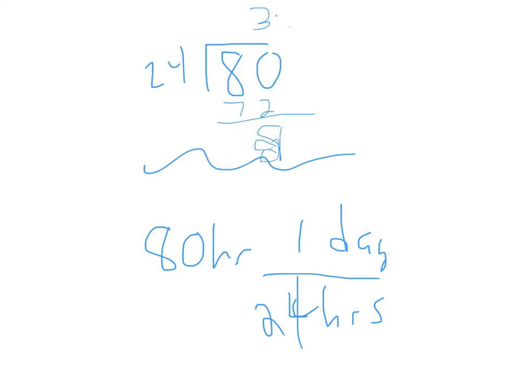So what that means, that's the world's ugliest 8, is we have 3 days and 8 hours left over. So our answer would be 3 days and 8 hours. 80 hours is equal to 3 days and 8 hours.